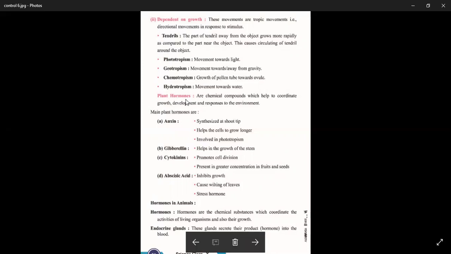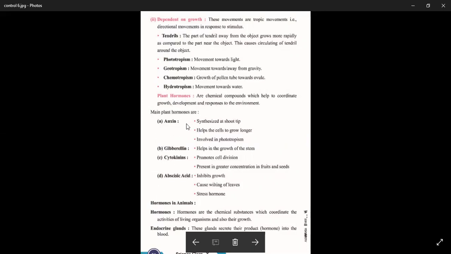Now, plant hormones. Hormones are chemicals or compounds which help in the coordination, growth, development, and response to the environment. So there are two groups of hormones. The first one is the growth promoter hormones: auxin, gibberellin, cytokinin. These are the growth promoter hormones, and abscisic acid is the growth inhibitor hormone.